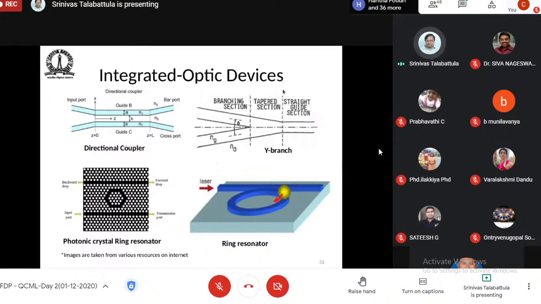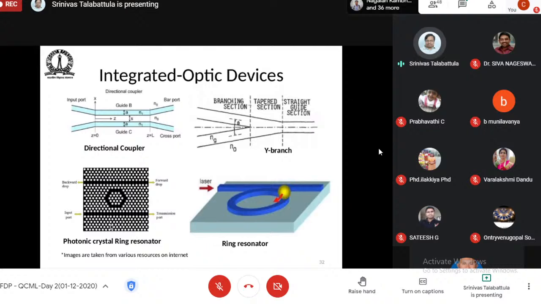So similarly, this is a branching waveguide or a combining waveguide. You can combine 2 lights using this. You can launch at this port, and you can combine. So later on, I'll show you in a minute that such devices can do quantum operations also.